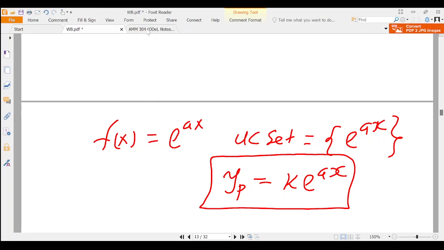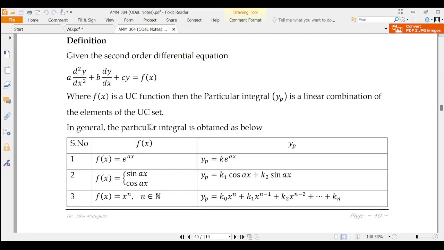If, on the other hand, the function is a cosine function or a sine function, then the UC set corresponding to this has two functions, cosine of ax and sine of ax. So we write their linear combination, k1 times cosine of ax plus k2 times sine of ax.